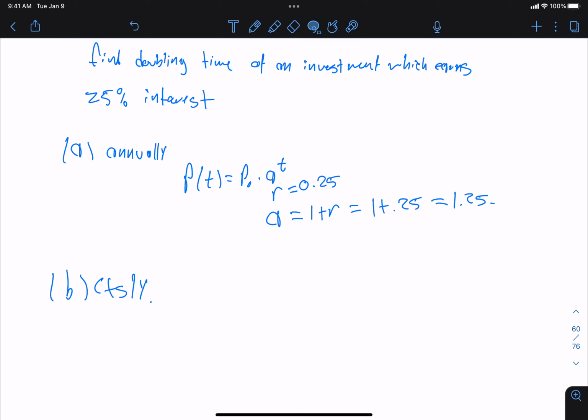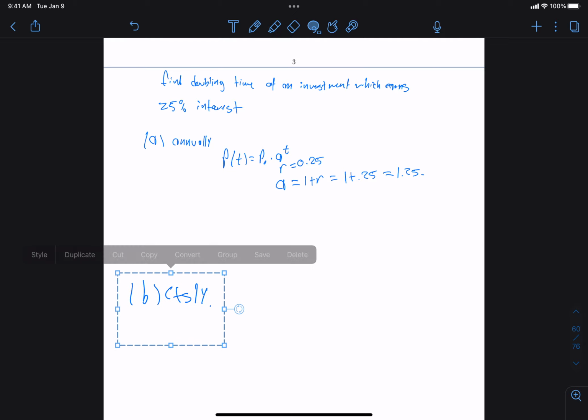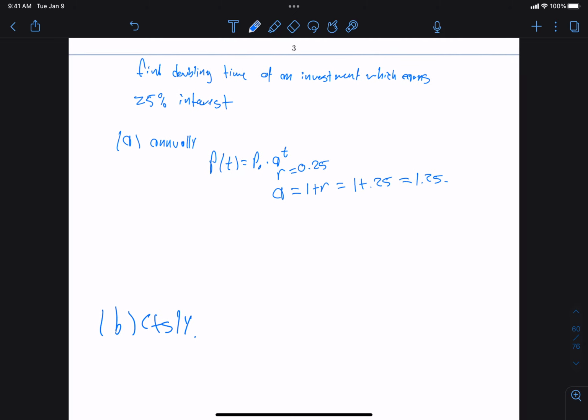But what's weird about this is that they don't tell us how much money we invested. They just want to know how long it's going to take to double. That's because it doesn't matter whether you invest $1,000 or $1,000,000. The time it's going to take for your money to double is going to be the same.